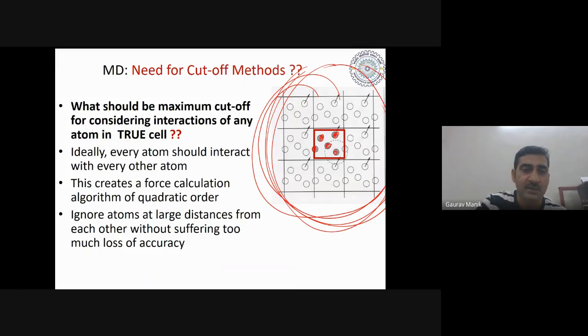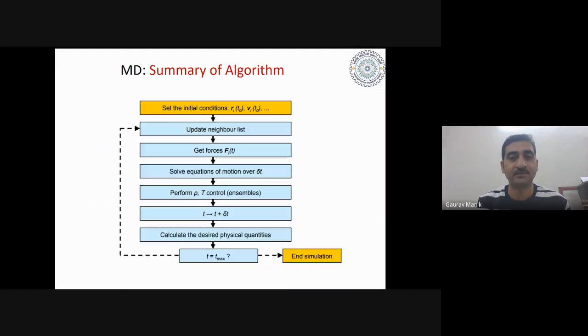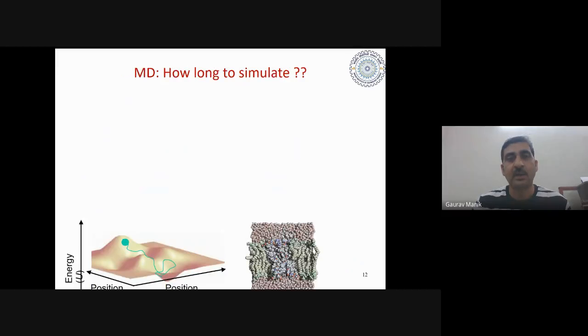So this is the reason we ignore the atoms which are at large distances from each other, without suffering too much loss of accuracy. This is why we need cutoff methods, so that computation intensity is reduced. This is again the summary of the algorithm that we have discussed, and I think we touched upon some of the concepts here.